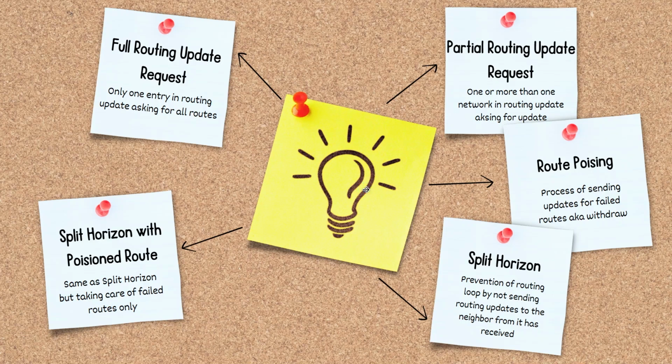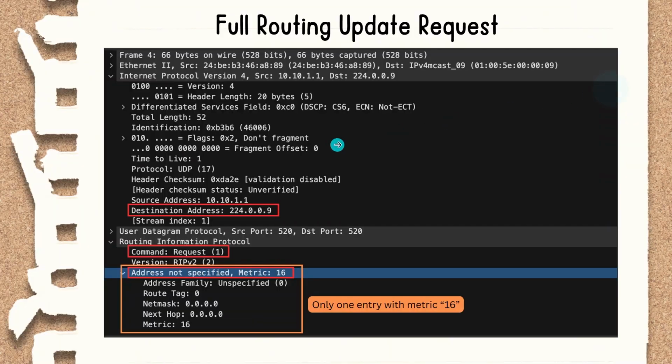There are some routing scenarios. The first one is the full routing update request, with only one entry in the routing update asking for all the routes. Basically this is a specific RIP packet exchange. Let's see an example. This is the Wireshark capture of this particular scenario. As I said, it is nothing but a router, a particular device, asking for all the possible routes that a device can have. There are plenty of things that you must note.